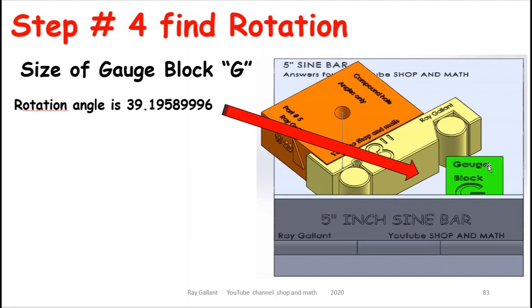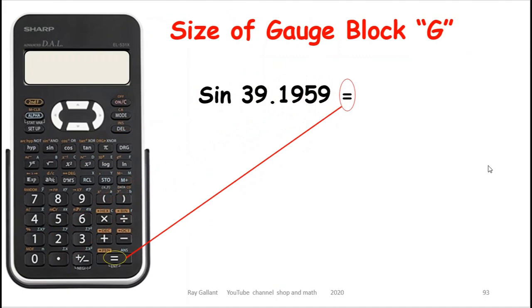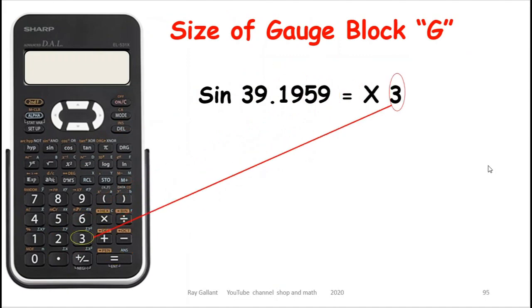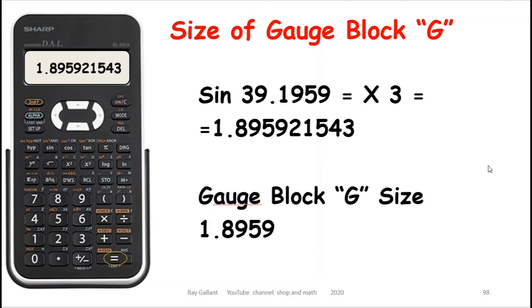We are going to be using a 3-inch sine bar. So sine 39 degrees multiplied by a 3-inch sine bar gives you 1.895 and a bunch of change. So the gauge block size we're actually going to use is 1.8959.